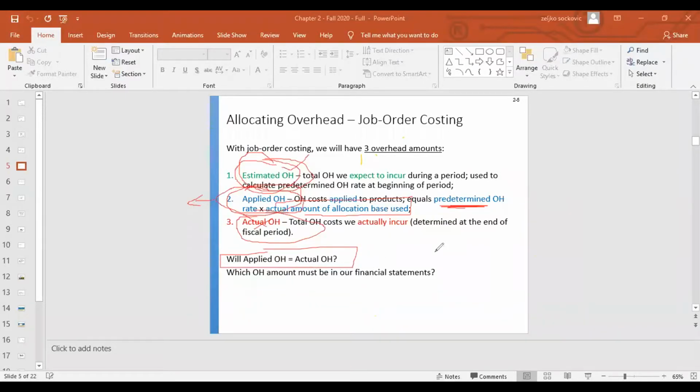Which amount will be in our financial statements? Well, actual overhead, of course. Actual overhead will be in our financial statements because we will keep track of actual overhead throughout the period, but we will keep track also of applied overhead. And then we will reconcile at the end these two amounts.